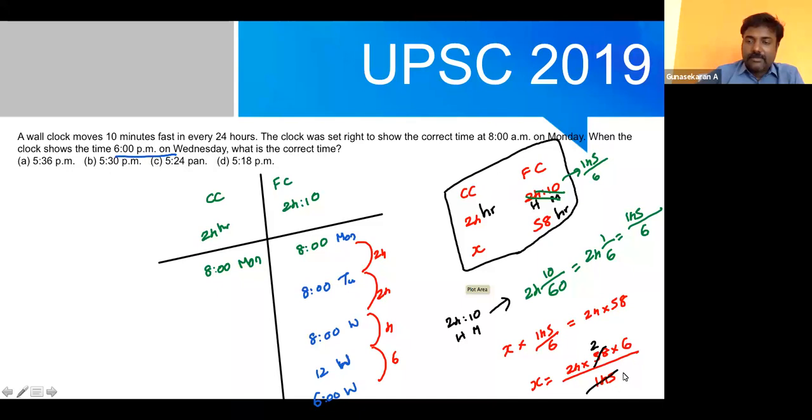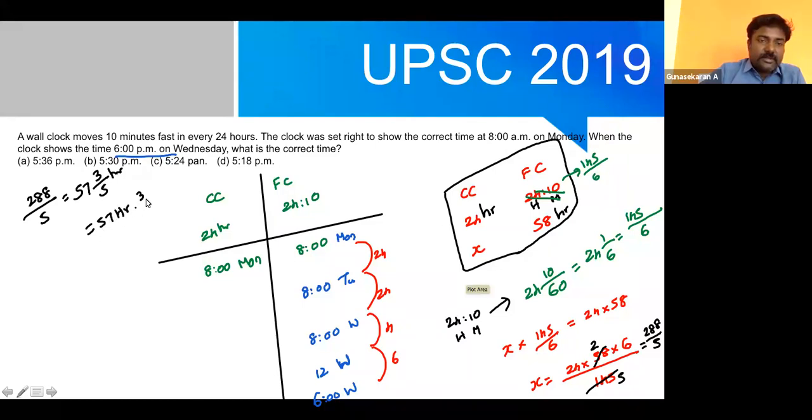2 times, 5 times, 48 into 6, 288 by 5. 288 by 5 means 5 fives are 25, remaining 38, 57 hours, 3 by 5 hours. 3 by 5 hours, convert into minutes.